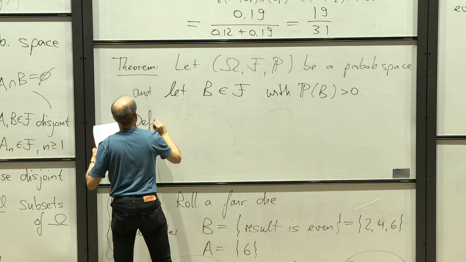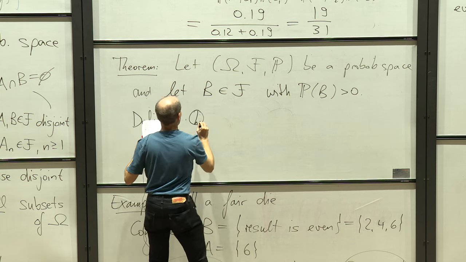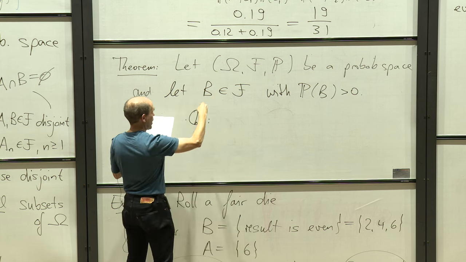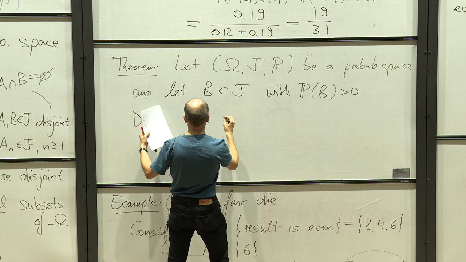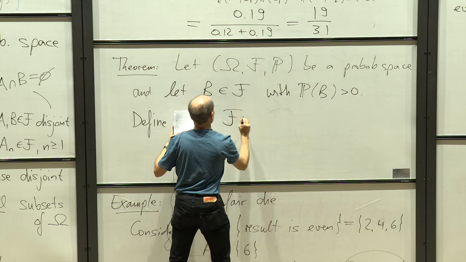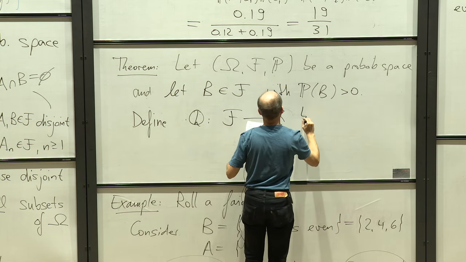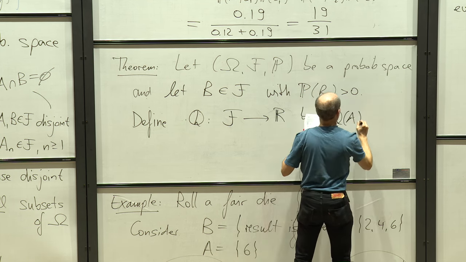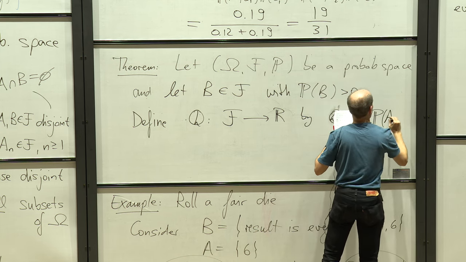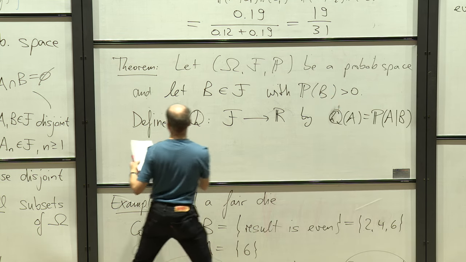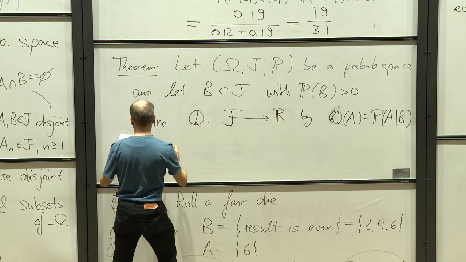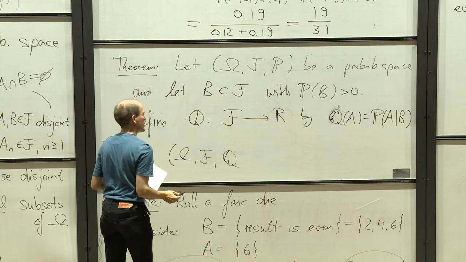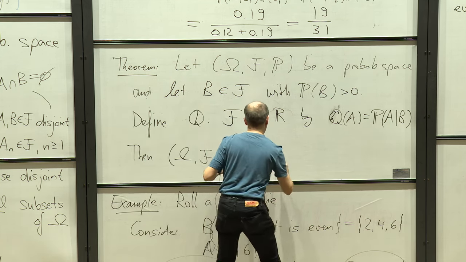Let me define a new function. Let me define a function Q with a double bar, like for P. It's not the rational numbers, it's a Q with a double bar, just like P up there. So this Q is a function from F into the reals, and we define it by saying Q of A is equal to the conditional probability of A given B. And my claim that I'm not going to prove, but that you can prove, is that omega, F with Q replacing P is also a probability space.